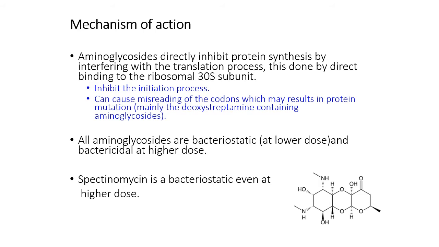Mechanism of action: the aminoglycosides interfere, as we already said, directly with protein synthesis. They bind to the 30S ribosomal subunit. They inhibit initiation of the mRNA and the whole reading process, basically. They cause misreading of codons, which results in protein mutations. All are bacteriostatic at lower dose, and high dose can be directly bactericidal. Spectinomycin is bacteriostatic at high dose, it's not bactericidal at all.